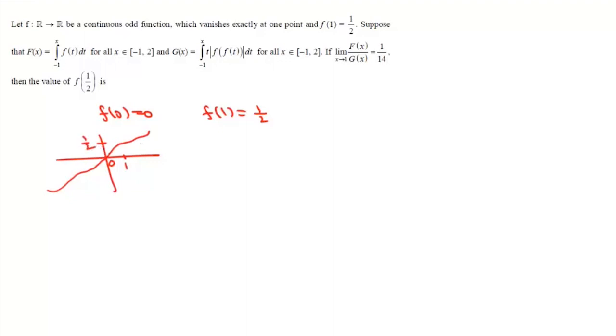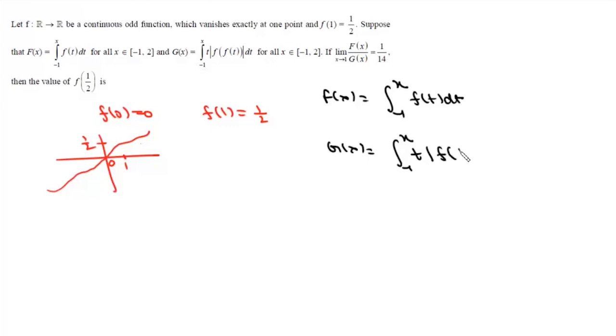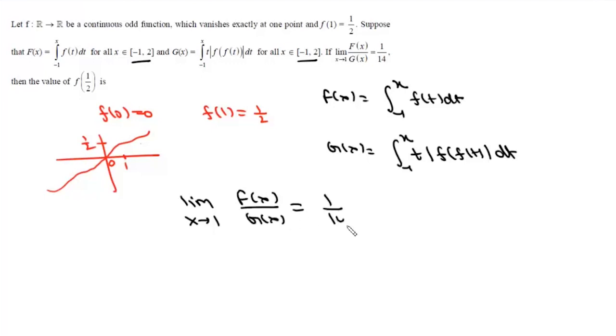Now we are given that capital F(x) is the integral from minus 1 to x, f(t) dt, and capital G(x) is the integral from minus 1 to x, t into mod of f(t) dt, for all x belongs to minus 1 to 2. Now it is given that this limit x tends to 1, F(x) upon G(x) is 1 by 14.